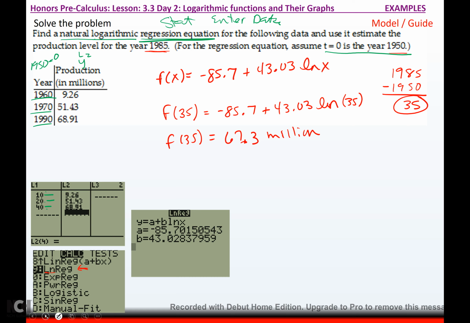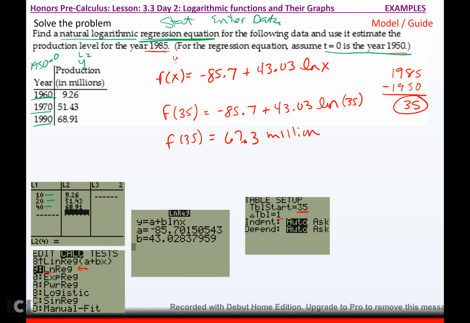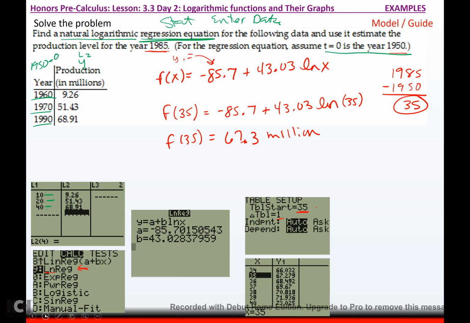You could do this graphically or with a table of values. You could set your table to start at 35, count by ones, and then you'd have to go to y equals, go to y1 and type in this function, and then set your table and go to table, and you would see at 35 years it's 67.279, which is rounded 67.3 million. Yeah? Okay.